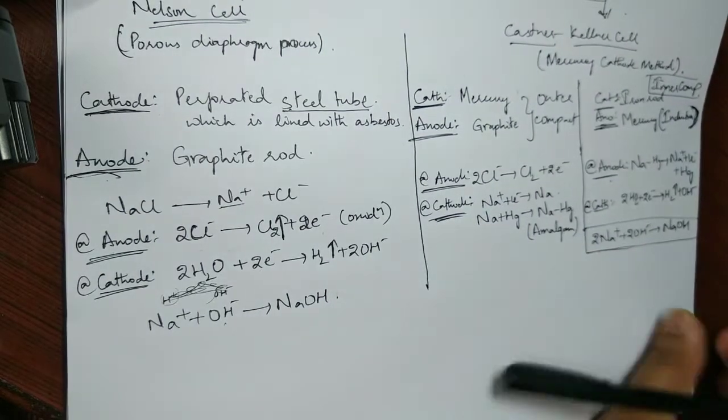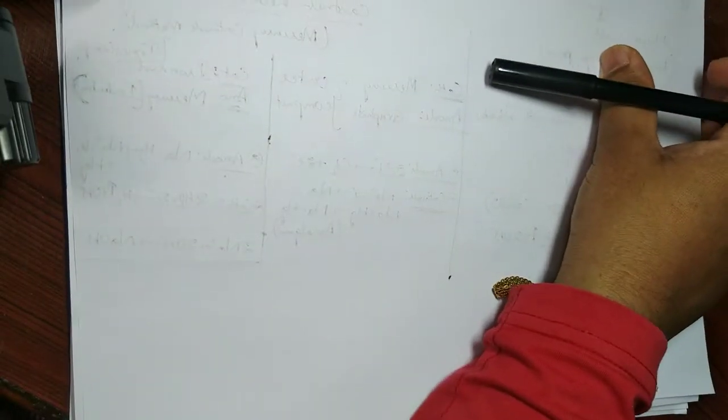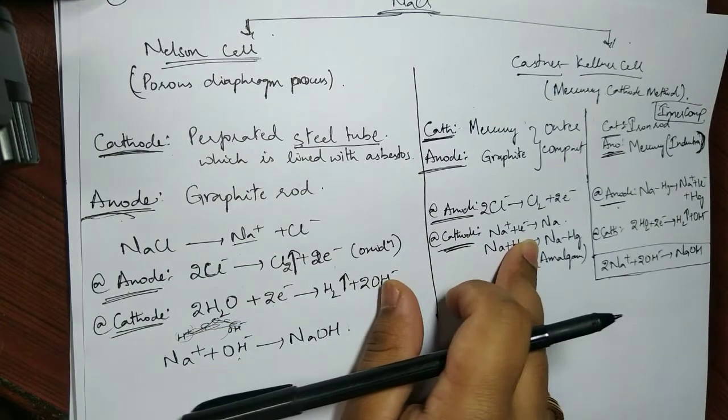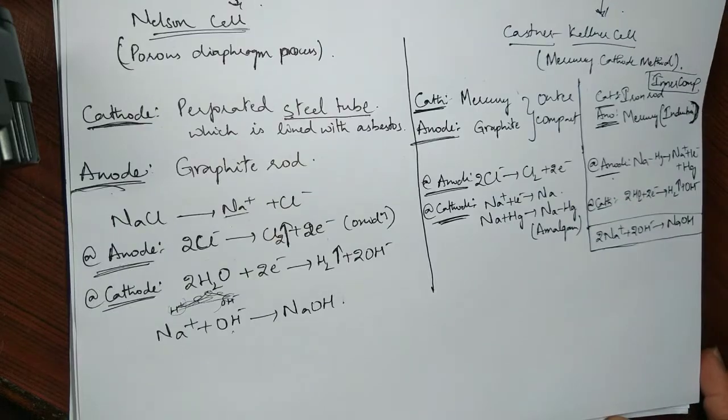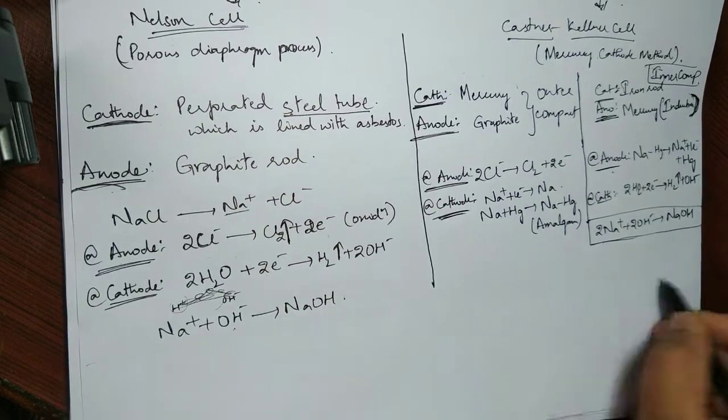Alright, so let's talk about the properties of NaOH. We spoke about two methods of preparation, and in fact there is also another method of preparation, that is by Kellner and Solvay.